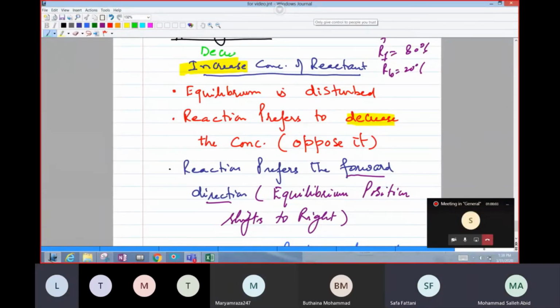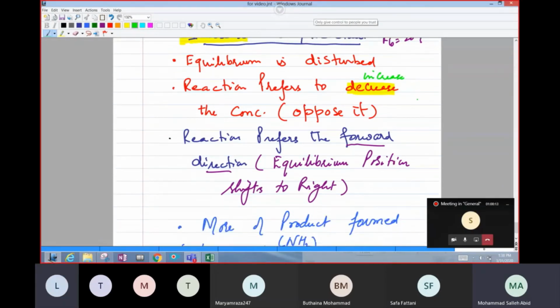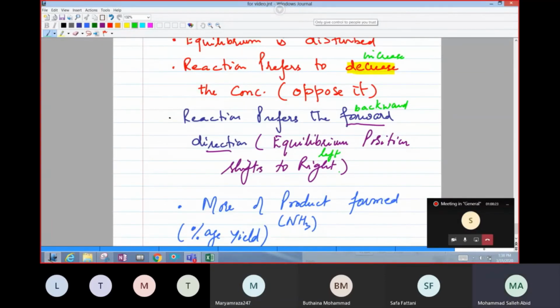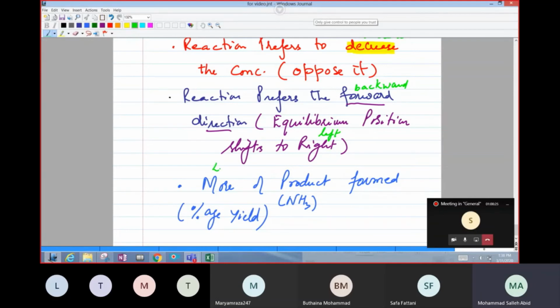So now same way, if you decrease the concentration of the reactant, the equilibrium will decrease. The reaction will prefer to increase the concentration. That means again it is opposing it. So the reaction will prefer the backward direction, and the equilibrium position shifts to the left. And in this case, what will happen is less of product obtained. Clear to us?